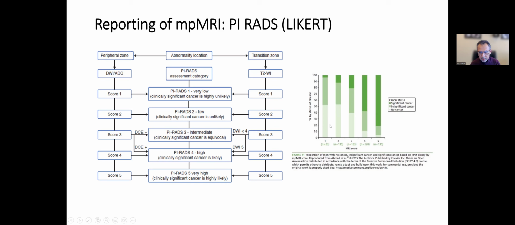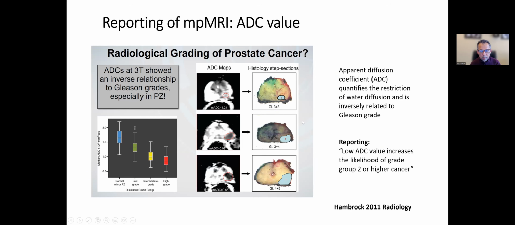PI-RADS 1 and 2 still have a lot of clinically insignificant cancers. PI-RADS 3 can still detect a lot of clinically insignificant cancers, but particularly PI-RADS 4 and 5 are the ones where, when present, prostate biopsy is very, very important to perform. Typically, they would perform the biopsy in anyone with a PI-RADS score of 3 to 5, with that increased probability, as I mentioned to you.